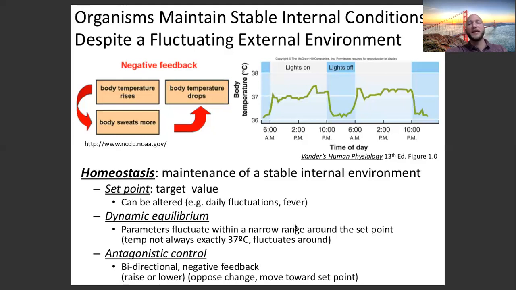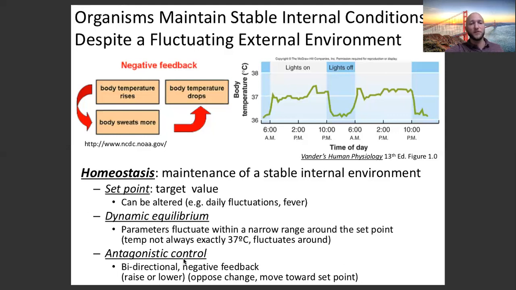So that's negative feedback. Negative feedback resists change. So antagonistic control is bidirectional negative feedback. It's going to resist change away from that set point. So body temperature goes up, it resists that change, brings it back down. Body temperature drops, it's going to resist that change and bring it back up to your set point. So bidirectional negative feedback. It opposes change and it always moves that variable back towards the set point.